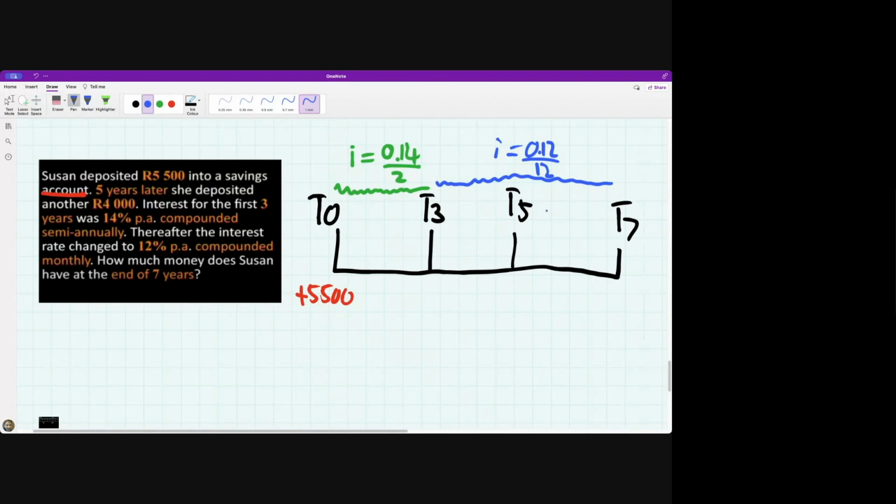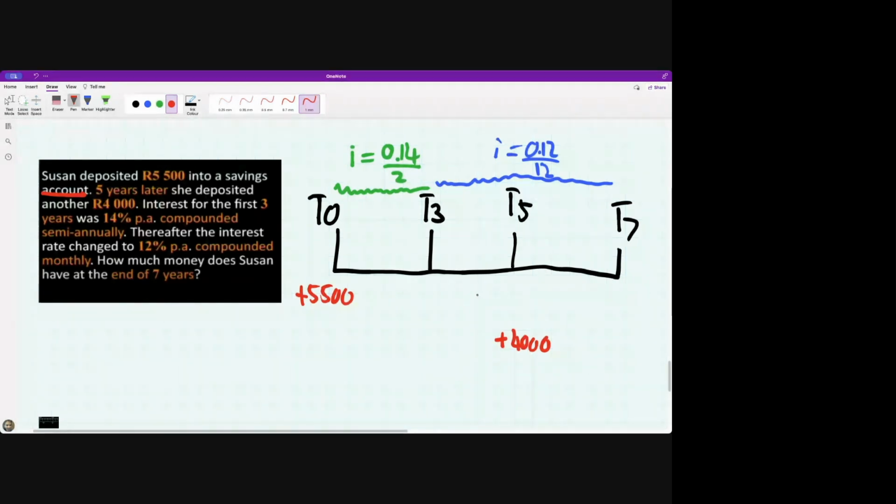Now, you may say, hold on. You have just ignored T5. Why is T5 not getting any attention? Well, here is the clever thing that I love about this question. When did the 4,000 Rand come on the scene? It didn't arrive at T0. It arrived in line with T5. So I'm going to put plus 4,000 over here.